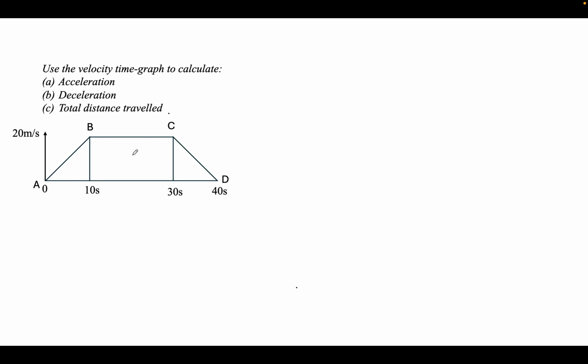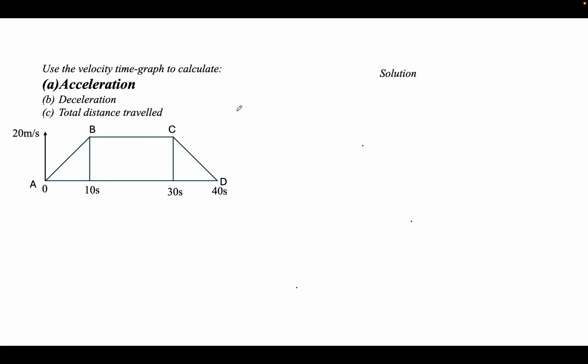So we are given this velocity time graph and we are asked to use it and calculate the acceleration, deceleration, and total distance traveled. So let us start by calculating our acceleration. So acceleration is equal to change in velocity all over change in time. So change in velocity is equals to final velocity minus initial velocity, and change in time too is equals to final time minus initial time.